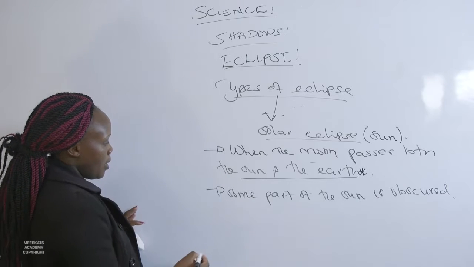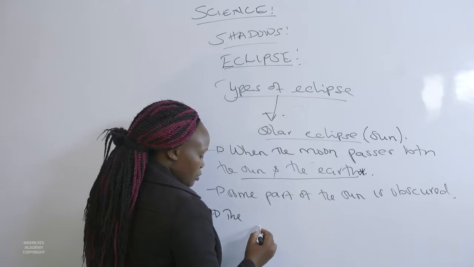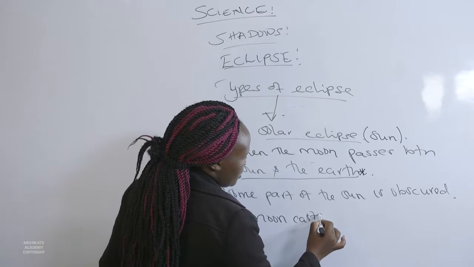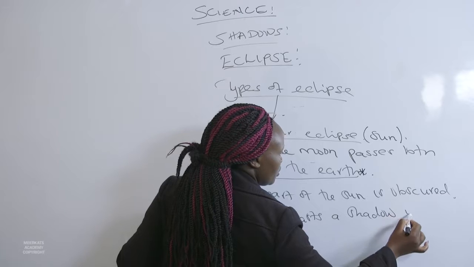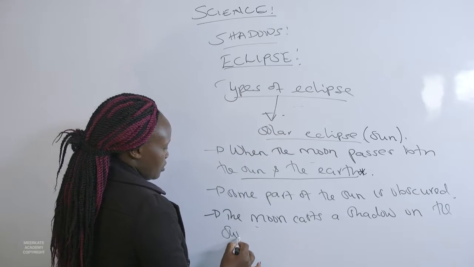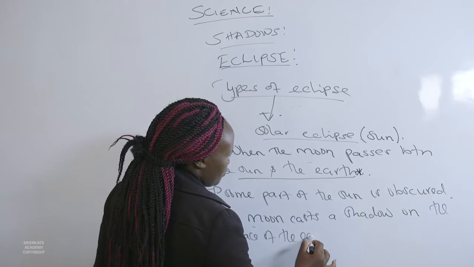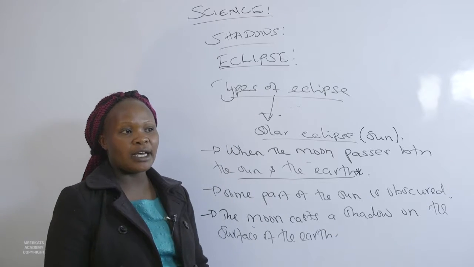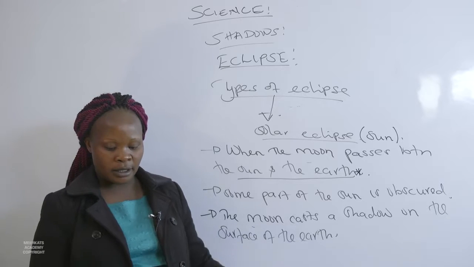Now, the moon casts a shadow on the surface of the earth. The moon will actually cast a shadow on the surface of the earth.